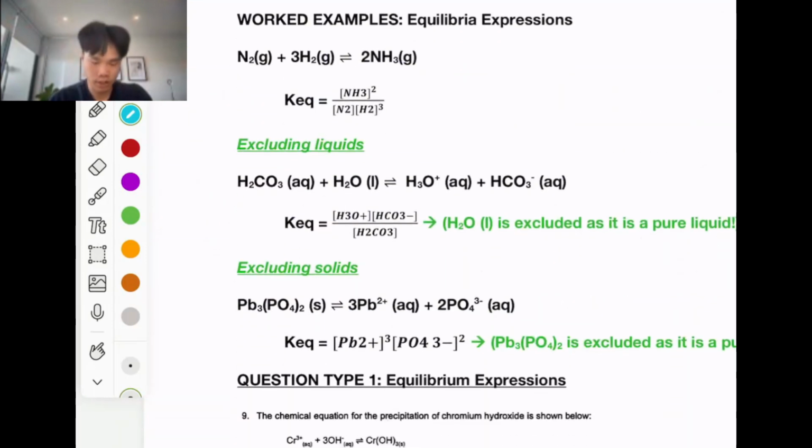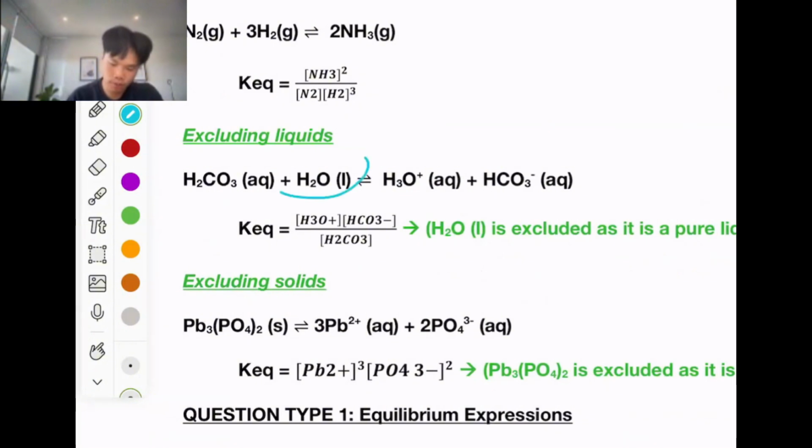Examples of equilibrium expressions. So a case where we leave out the liquid, and a case where we leave out the solid.